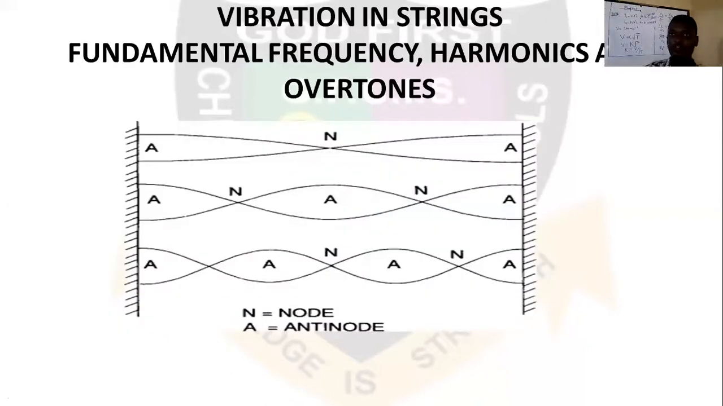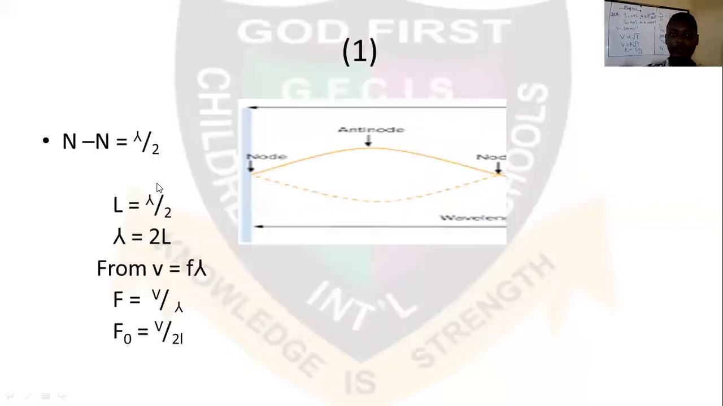So, moving over to another subtopic, vibration in strings. We have fundamental frequency and harmonics. Okay, this is the diagram of vibration in strings. Now, in a string, for example, we have what we call a node. Let's derive it on the board.